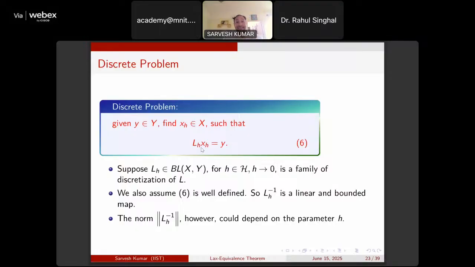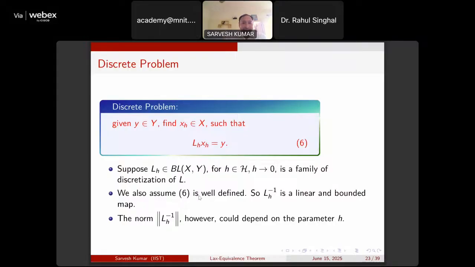Where L_h is some approximation of L. Now, suppose that L_h is also a bounded linear operator from X to Y, where h is your mesh size. So {L_h} is a family of discretized operators. L_h means what? If you take h equal to 1/2, we have L_(1/2), then L_(1/4). It's a sequence of discretized L.